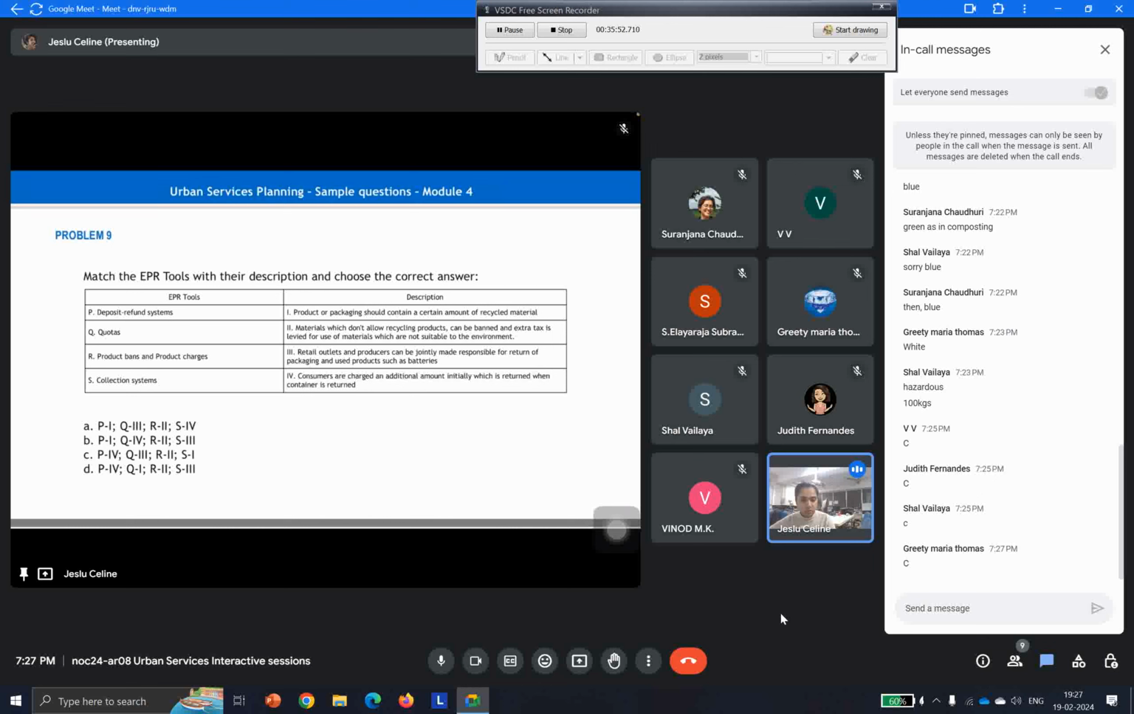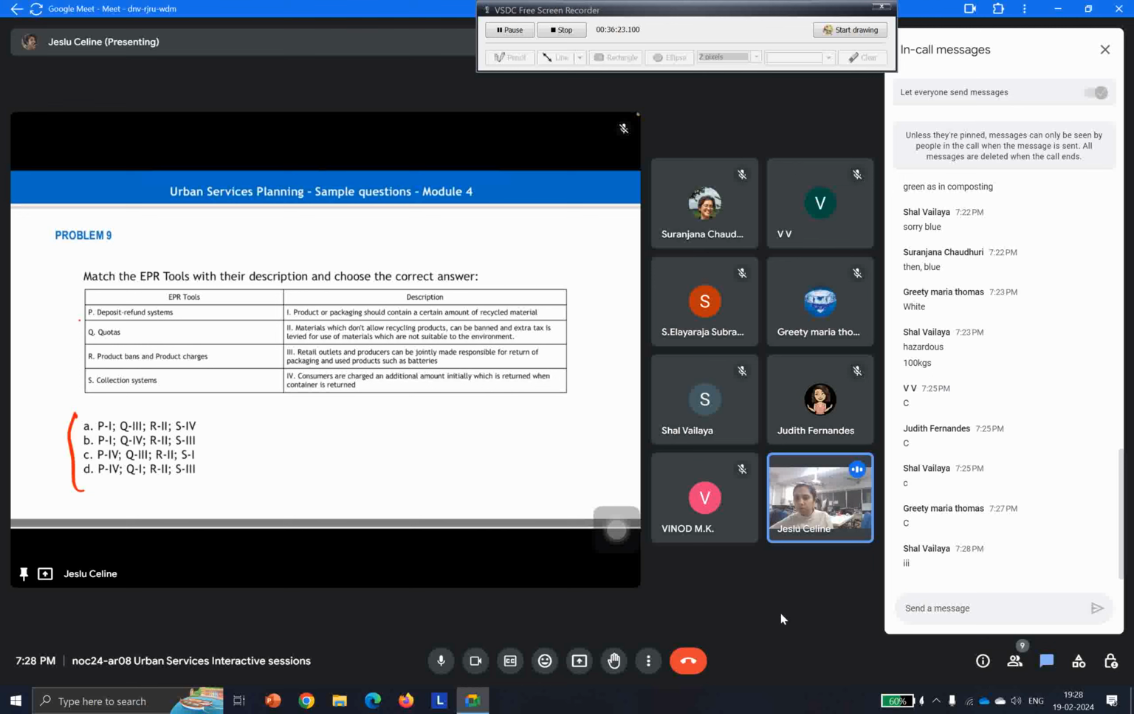Materials which don't allow recyclable products can be banned, and extra taxes levied for use of materials which are not. Okay, so is C the answer for this question, or was it for the previous question? Somebody has put C. Okay, let's not go by this one. You can answer this one. Deposit and refund system, which does it match? One, two, three, four. Someone says it's three. Retail outlets and producers can be jointly made responsible for return of packing and used products such as batteries. Okay, somebody says three.